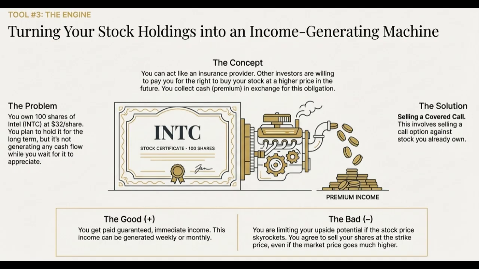The concept is to act like an insurance provider. You sell a covered call against the stock you already own. You collect guaranteed immediate cash, that is premium, in exchange for an obligation. The trade-off? The good is that you get paid weekly or monthly. The bad is that you limit your upside if the stock skyrockets past your strike price. So basically, you trade a little potential growth for consistent income.